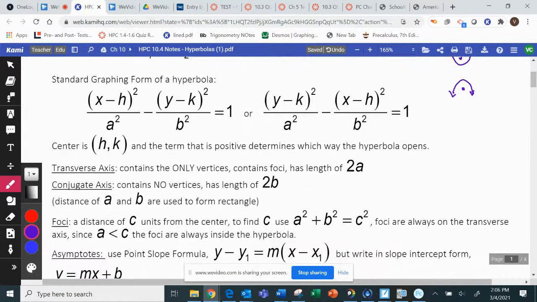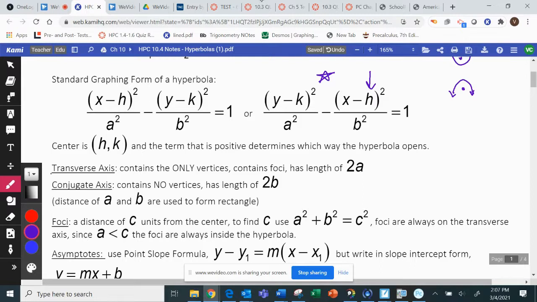The h, k is exactly the same. It's the center, but you have to be careful because in this situation, h is over here. It's second, even though you write it first. It's the x part of the center. So just be careful about that.